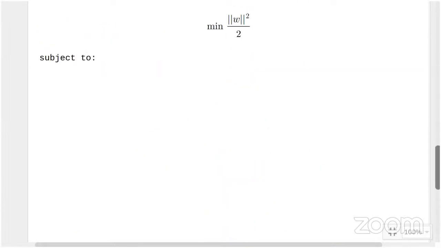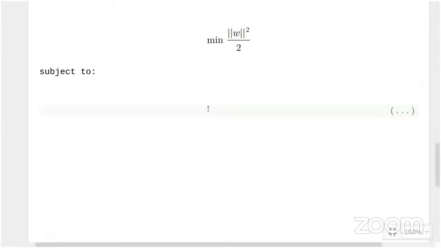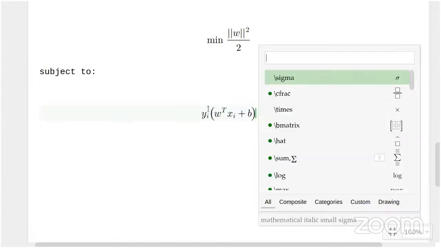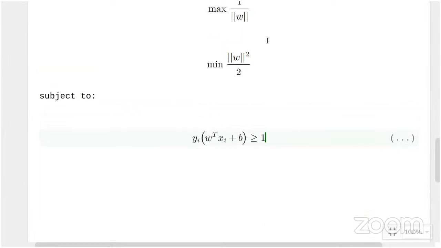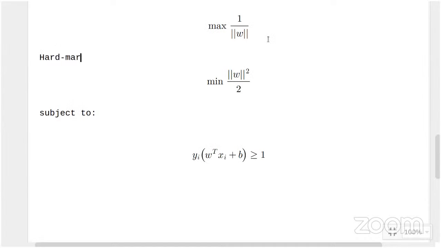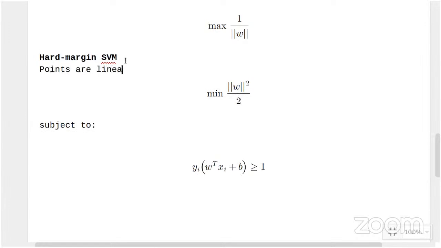So that results in the following constraints: yi times (w transpose xi plus b) is greater than or equal to 1. So this is the optimization problem in the case of hard margin SVM. Okay, so is this clear? Is there any confusion in this hard margin formulation?